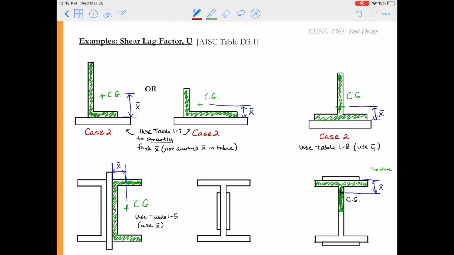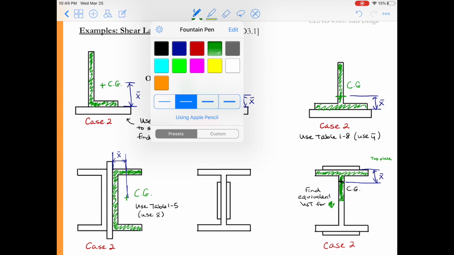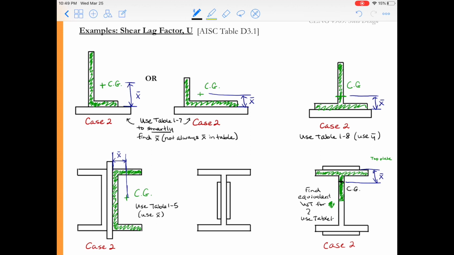Hopefully this looks a lot like the case right above it, where we had the WT attached to a plate. So what I would recommend is that when you have a W shape like this, you can actually directly use the same results as for a WT. First, you'll just have to figure out what the equivalent WT section is for the W shape. So at the beginning of the year, we discussed that WT members are cut from W shapes. So basically, the equivalent WT for a W shape would just be, take that W shape and take its nominal depth and divide by 2, and take its weight and divide by 2, and then you can find the suitable equivalent WT using table 1-8.